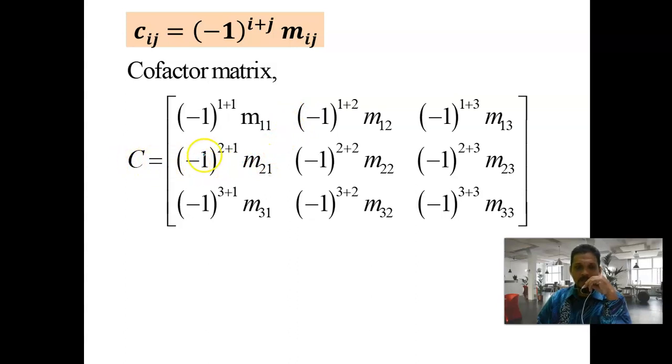Let's take a look at this one here. It is located in the second row and the first column. So negative 1 to the power of the second row plus column number 1, so 2 plus 1 equals 3. Negative 1 to the power of an odd number is negative 1. And multiply with the minor. Every single negative 1 multiplied with every single minor will give you the cofactor.